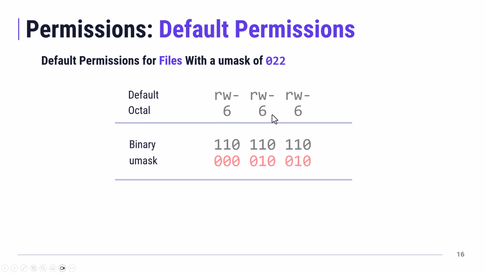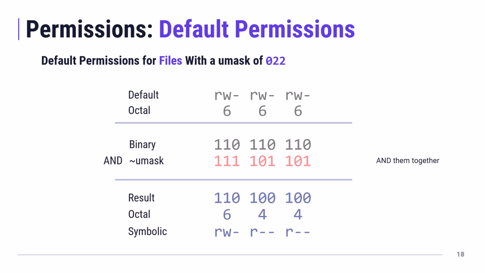So we take our default permission, 666, and we convert it to binary. So 4 plus 2 is 6, and then we just repeat that. We take our umask and convert it to binary. So 0, 2, 2. Okay? We then flip the bits, take the complement of the umask. So I've just flipped those bits there. And then we AND it together with the binary representation of the permission 666.